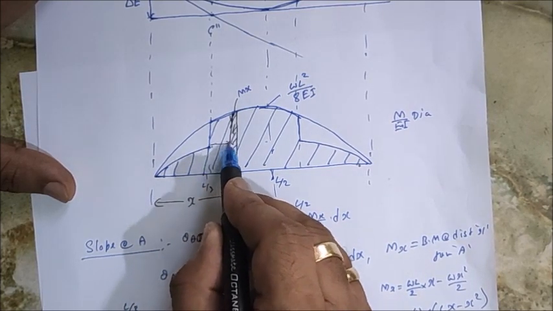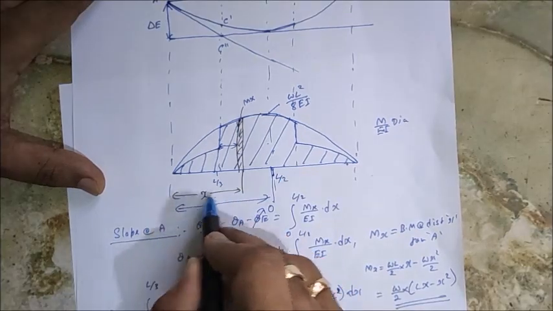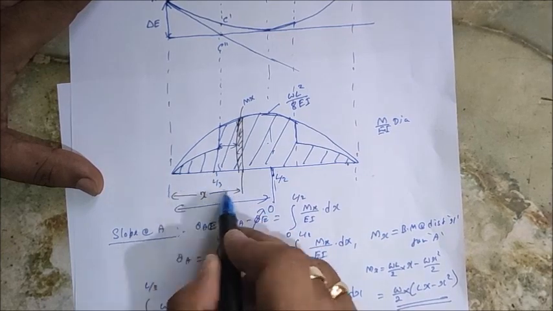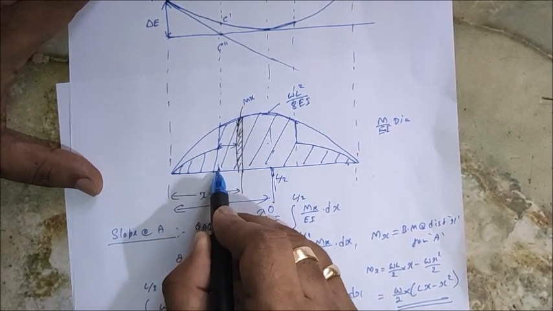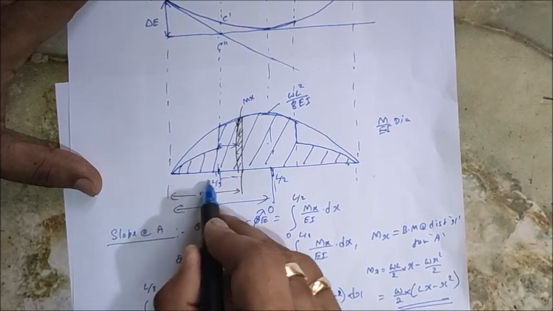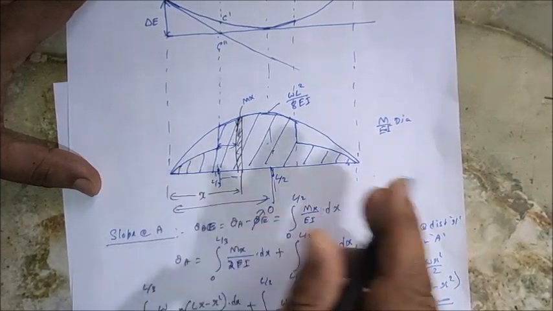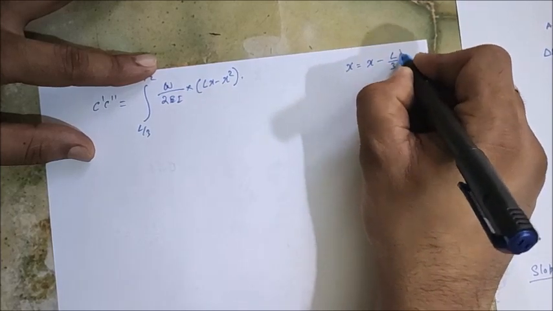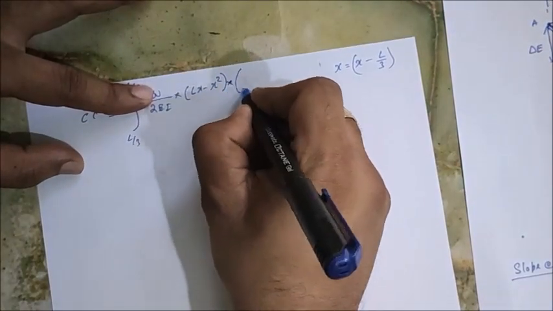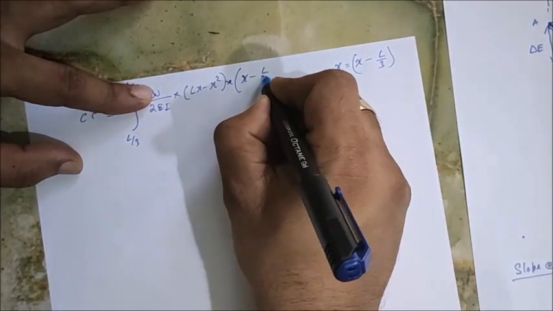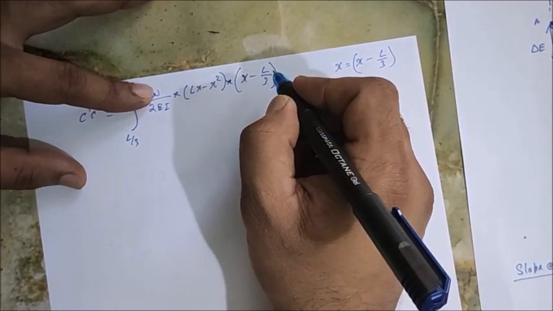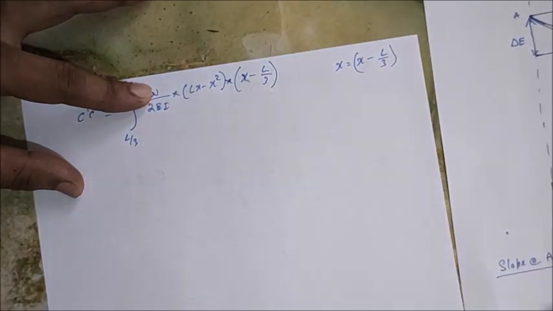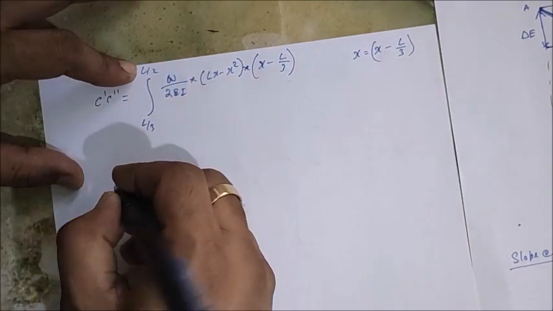So this is the distance. You want to know this distance. You know this distance L by 3, and you know this distance is x. So x minus L by 3 is the distance you wanted. So x here is x minus L by 3. Substitute here x minus L by 3. It's very, very important. If you miss it, you will not get the proper answer. It's very crucial. Okay, then solve it.